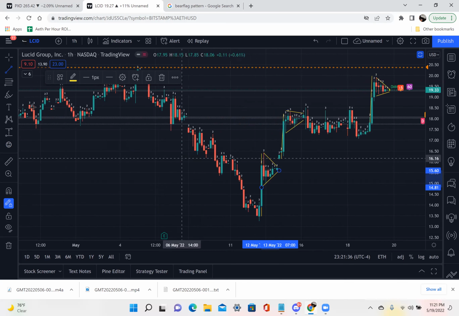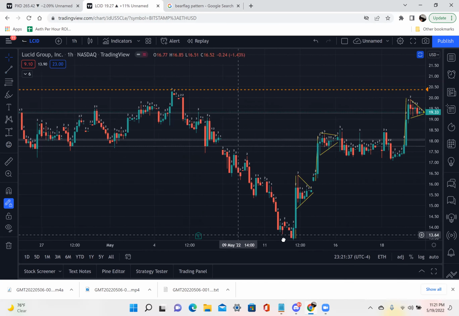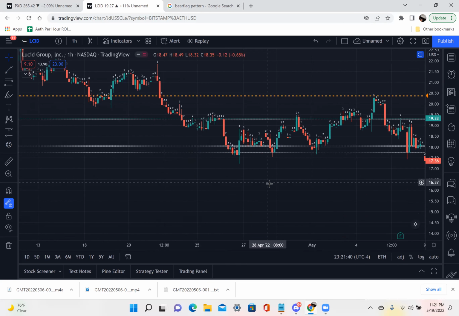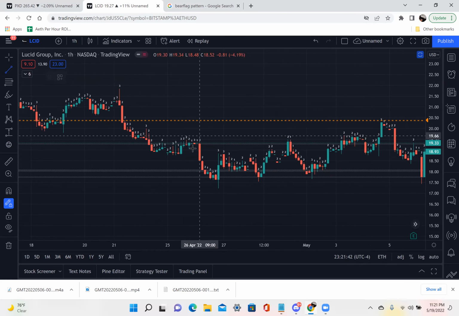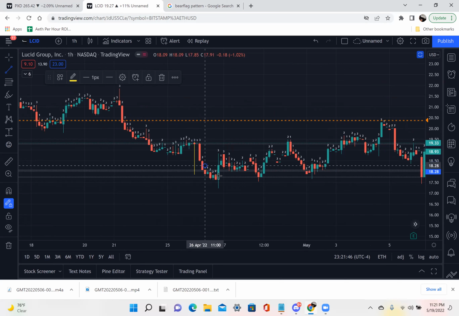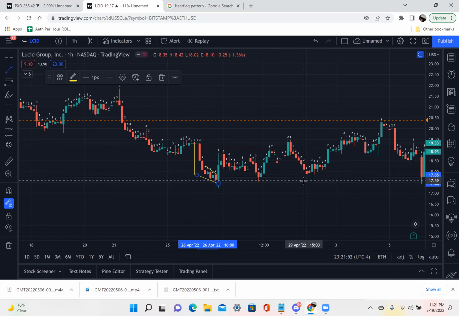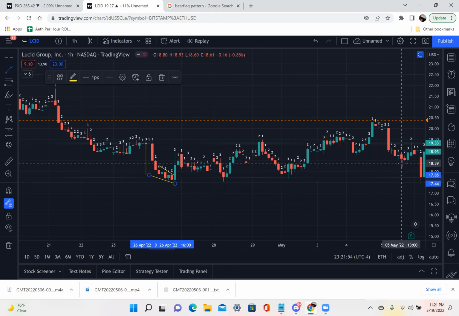I'm gonna give you that. Let's go find some bear flags. Oh, flag, breakout. It broke to the top instead of going back to the bottom. Bear flag.